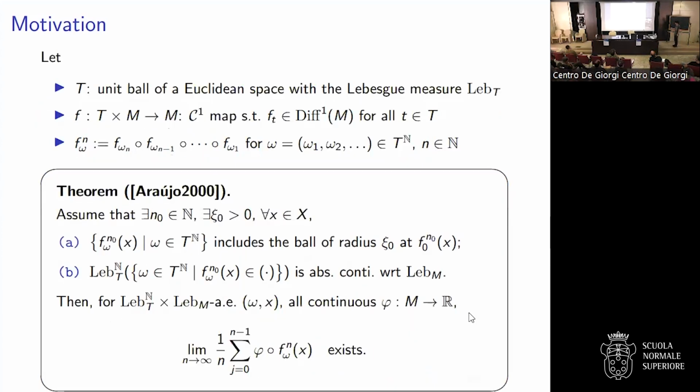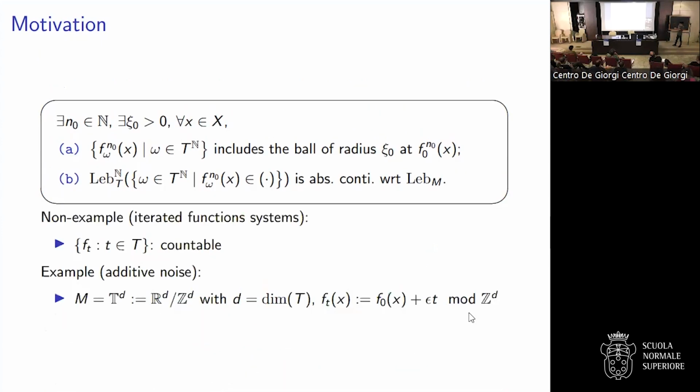He showed that under this mild condition, independently of your unperturbed dynamical system, your time average always exists. A very surprising result for me. An example is, as I said, additive noise like this. A non-example is an IFS generated by some countable generators, because the set is countable, and a countable set cannot include a ball of positive radius.